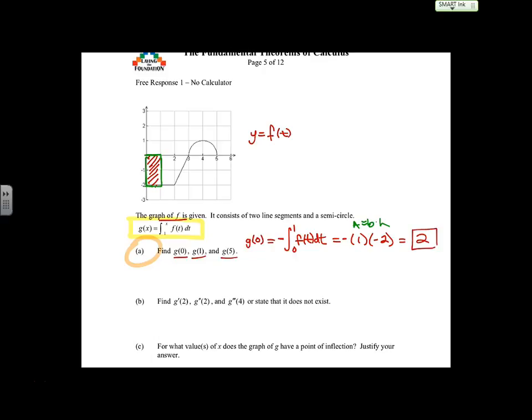Now, the second one I thought was the easiest one out of all of them, because if I'm going to do g of 1, I plug into the x. It's 1 to 1. 0. A to A.